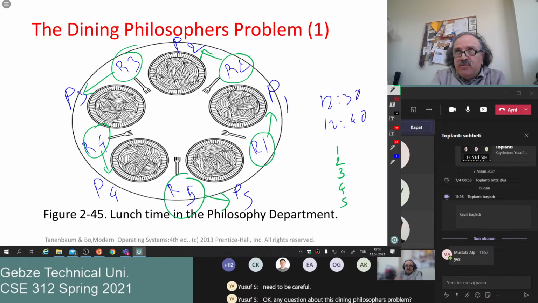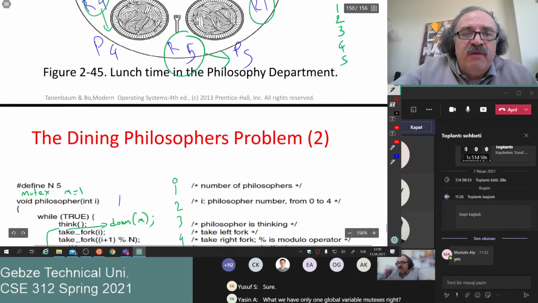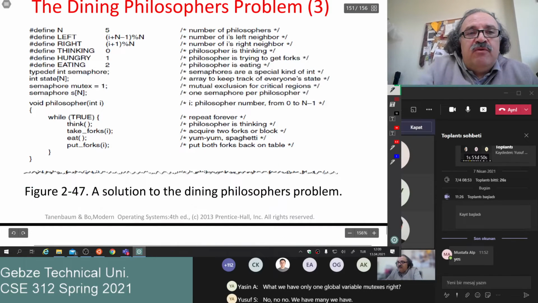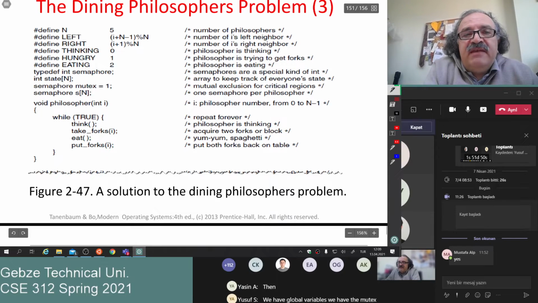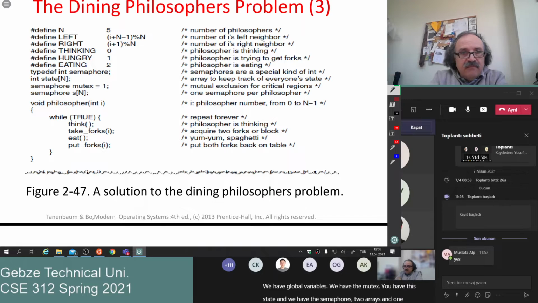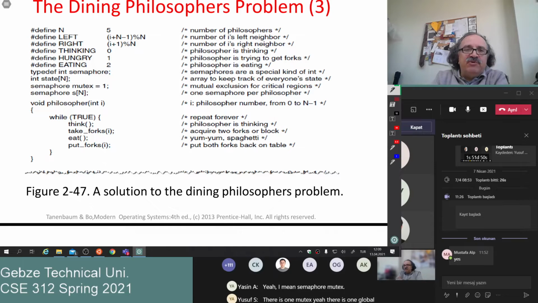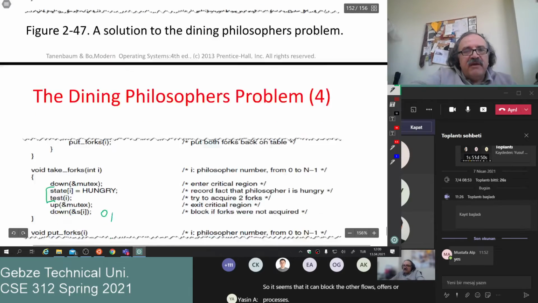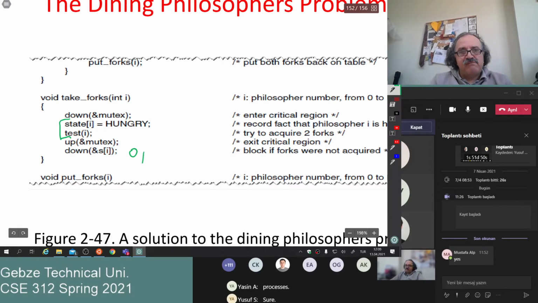Sir, may I ask a question? Sure. We have only one global variable mutex, right? No, we have many. We have global variables: we have the mutex, we have the state, and we have the semaphores. Two arrays and one mutex. Yeah, I mean the semaphore mutex. There is one mutex, yeah. There is one global critical region mutex. So it seems that it can block the other philosophers or processes from getting to work, even if they are not neighbors with each other.